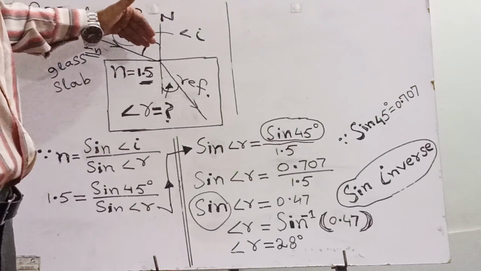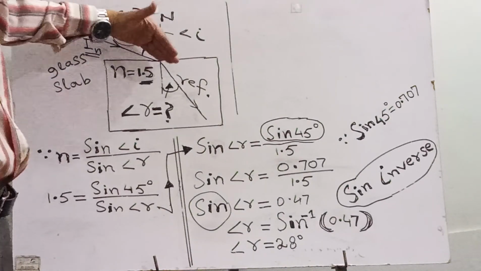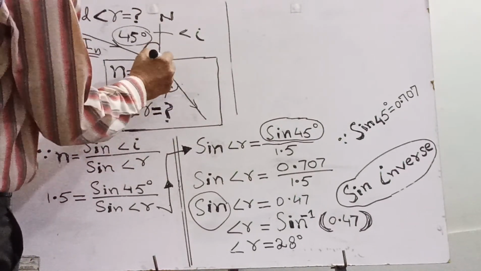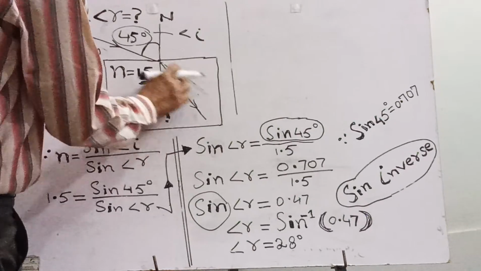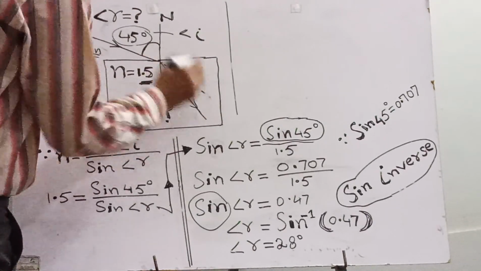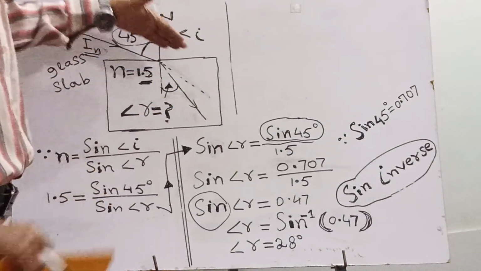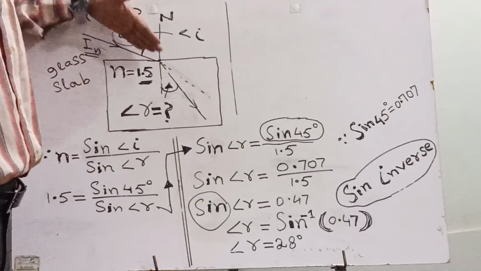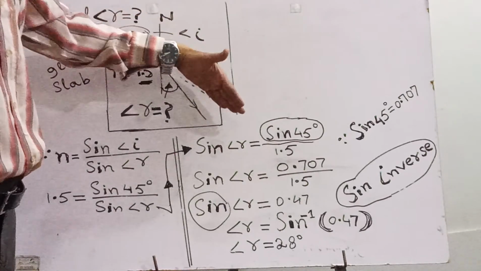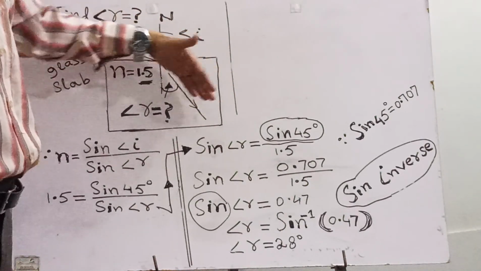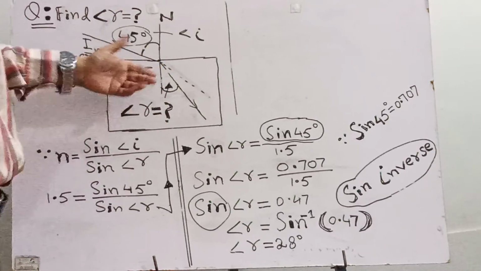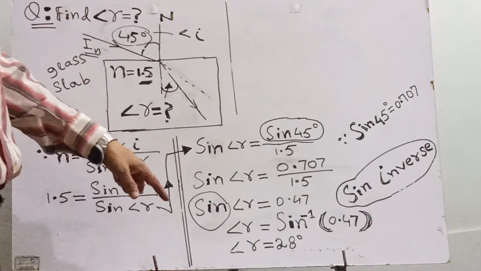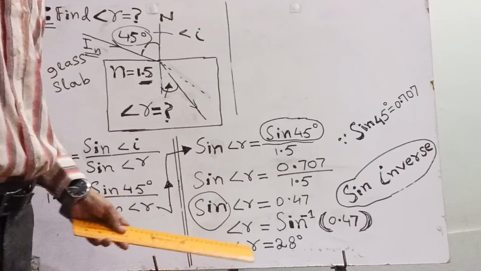and it means light enters at 45 degrees and then it bends from the original path of propagation. Let's say this is the original path of propagation. But due to the presence of this glass, light cannot travel in its own original direction and it bends toward the normal, and hence it forms the angle of 28 degrees. Hence the angle of refraction is 28 degrees.